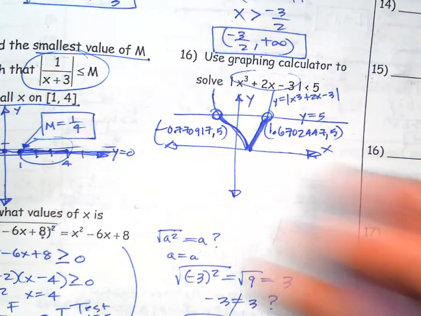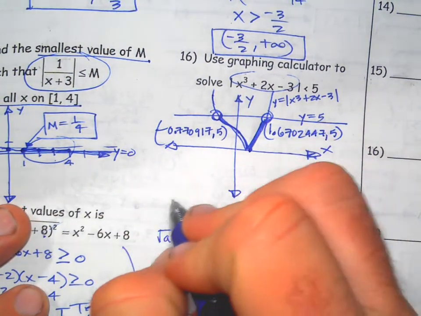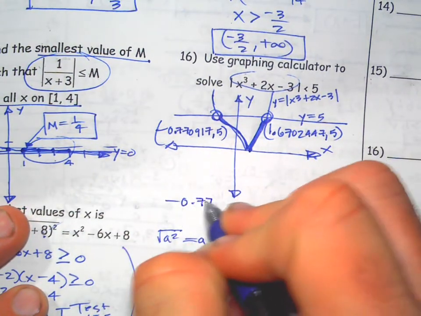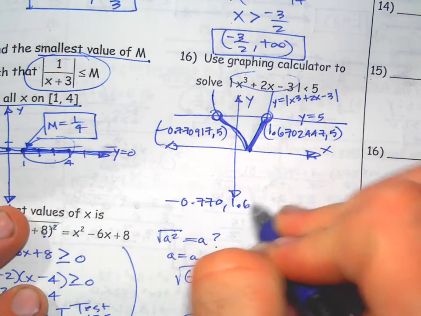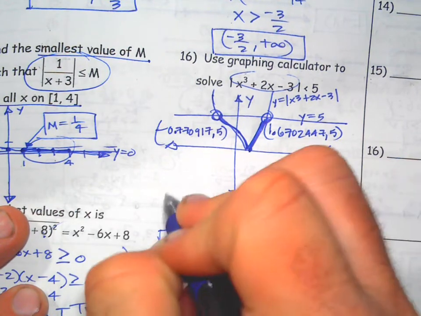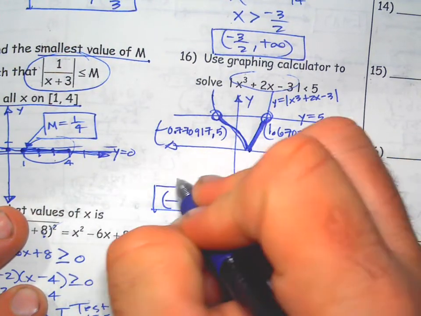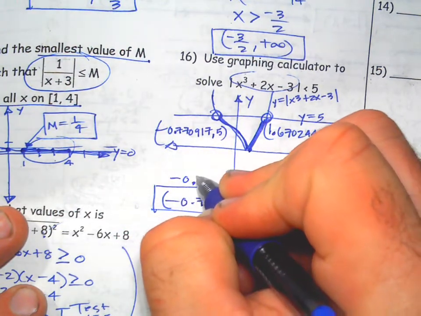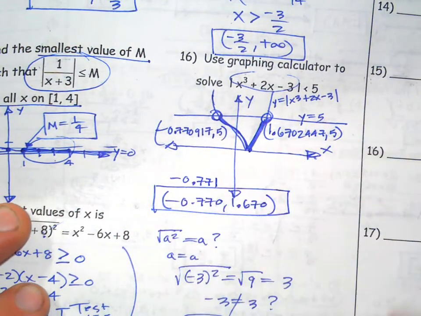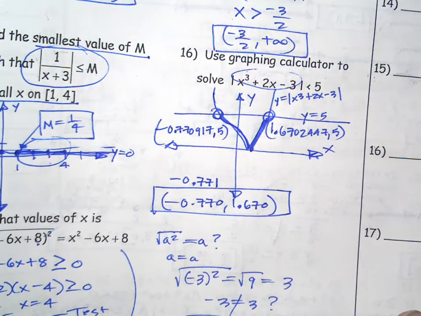So I want you to sketch the graph, label the stuff on it that you found, and then write your answer. So the answer is going to be negative 0.770, 1.670, parentheses. Now, you could round the first number, 0.771. Second number, round is the same as truncated answer.